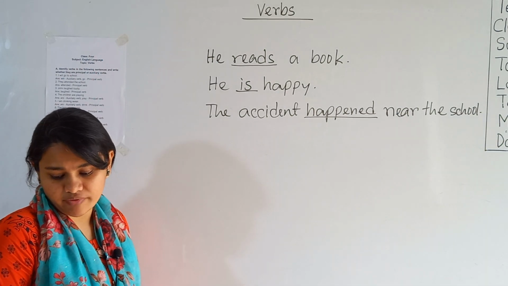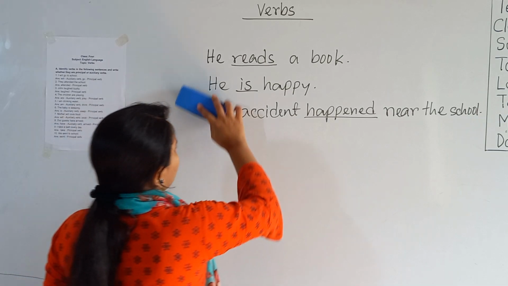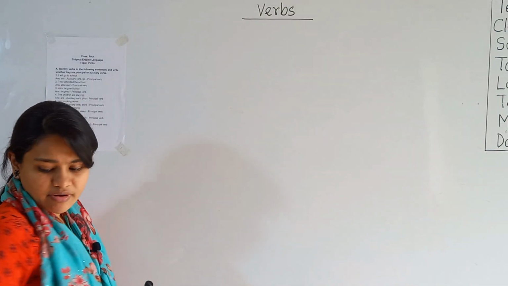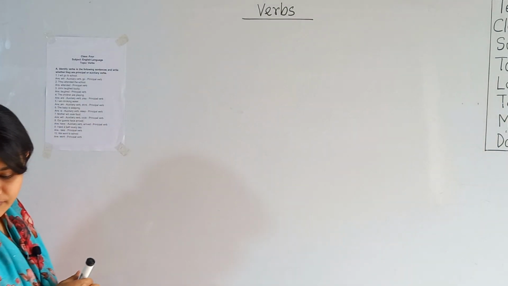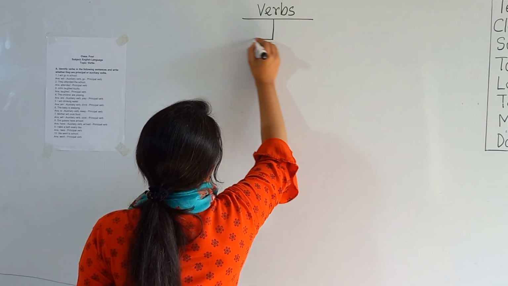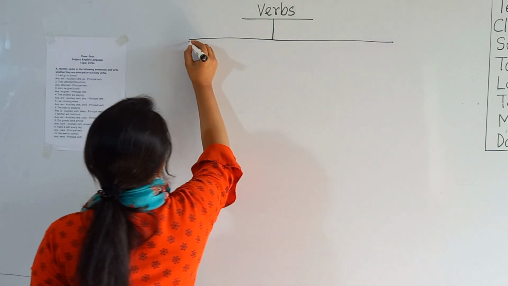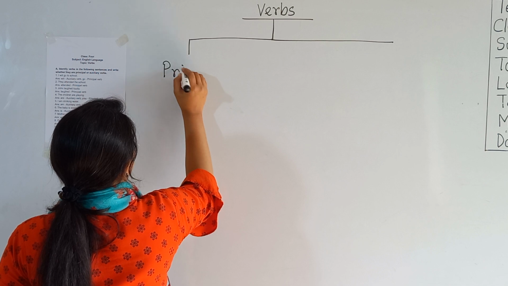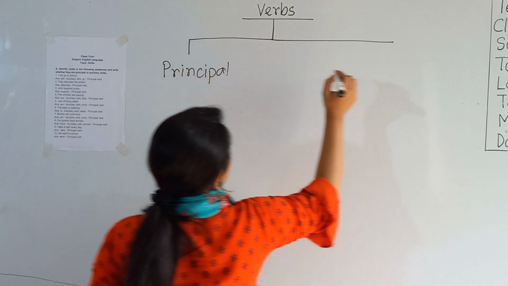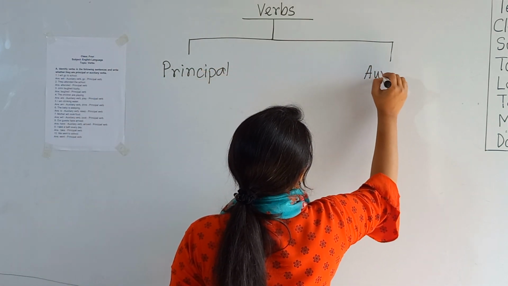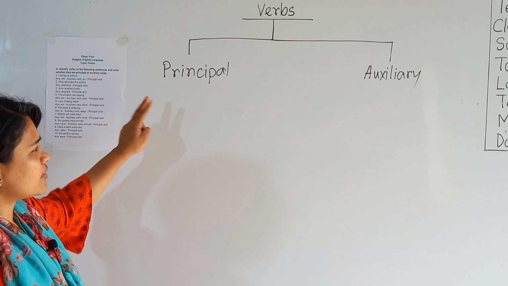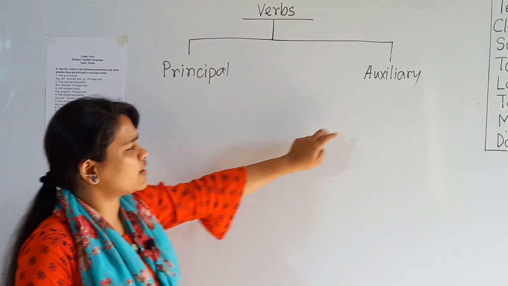Now we will learn the types of verbs. Do you know how many types of verbs there are? Yes, I know, all of you know it. There are mainly two types of verbs. And do you know their names? Yes, the principal verb and the auxiliary verb, right? Principal and auxiliary.